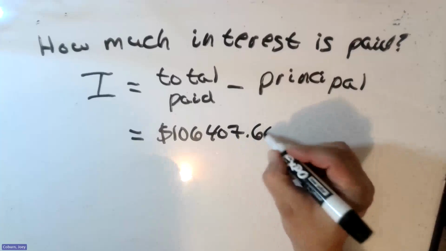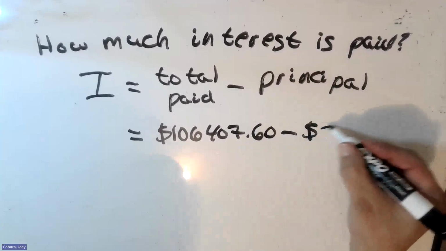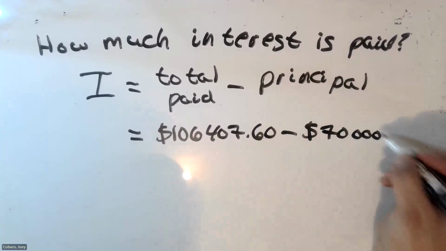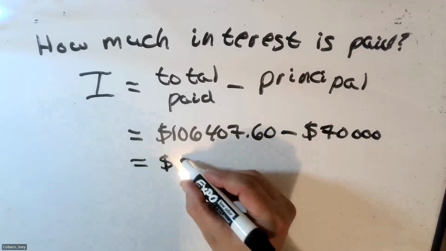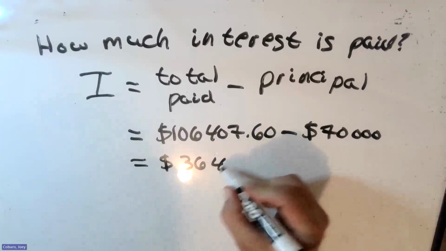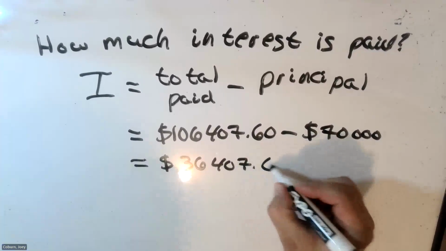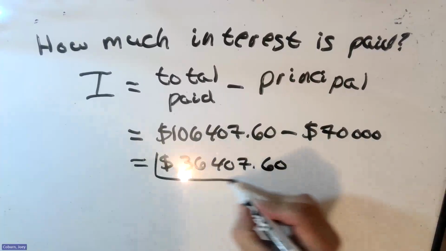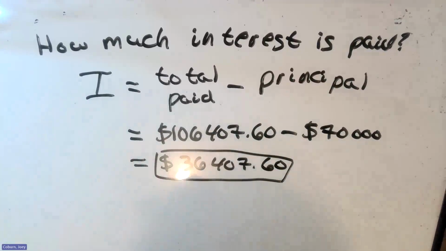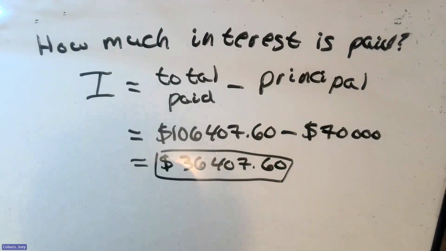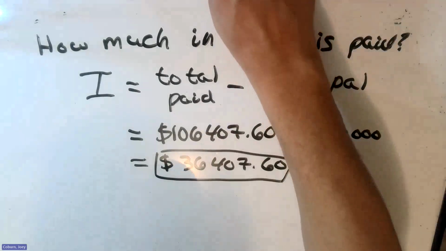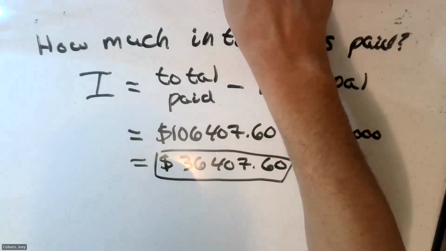So 106,407.60 minus $70,000, or 36,407.60. You pay over $36,000 in interest. And that's it. That's how you work with the APR payment function or formula. If you have any questions about that, let me know.